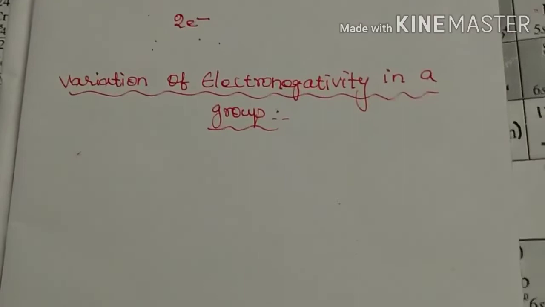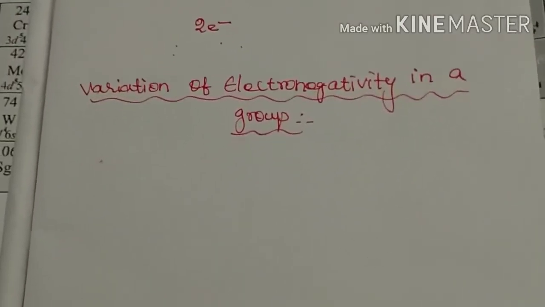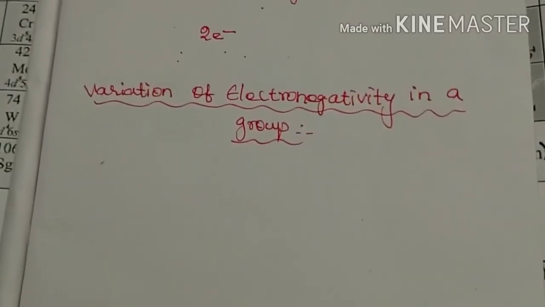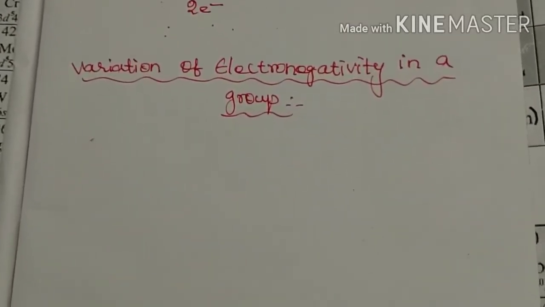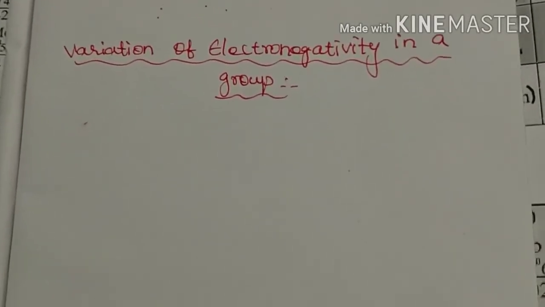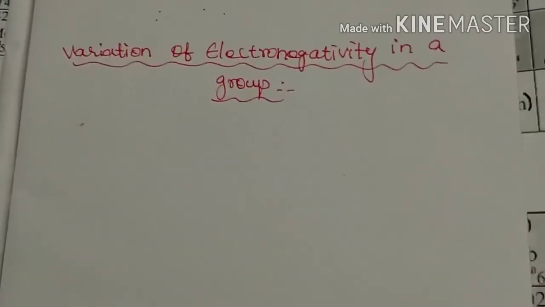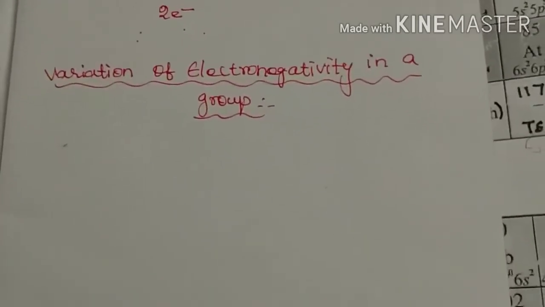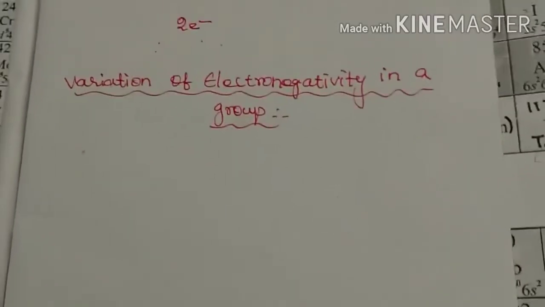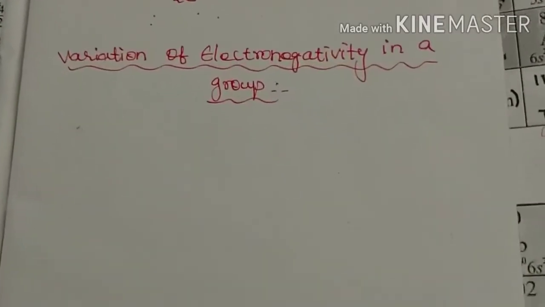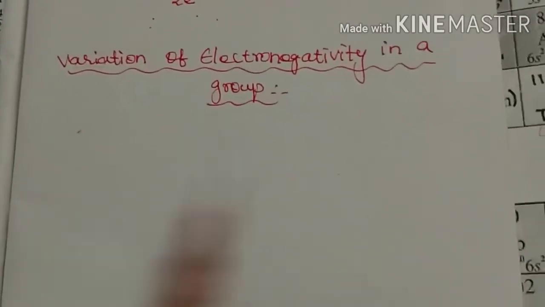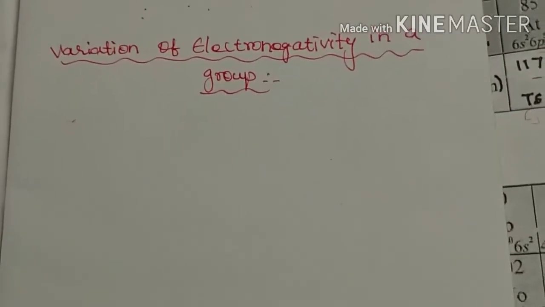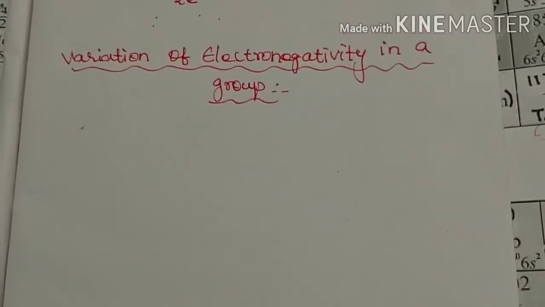Variation of electronegativity in a group. Generally, electronegativity decreases in a group from top to bottom because of the increasing atomic size and the increasing shielding effect. Because of this, electronegativity is decreasing in a group. Generally for noble gases, there are no changes in electronegativity.